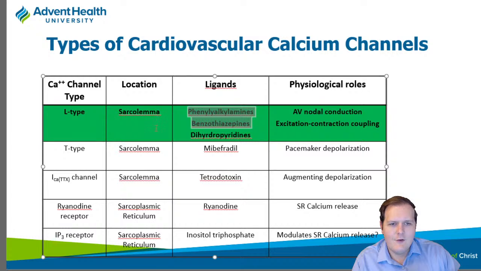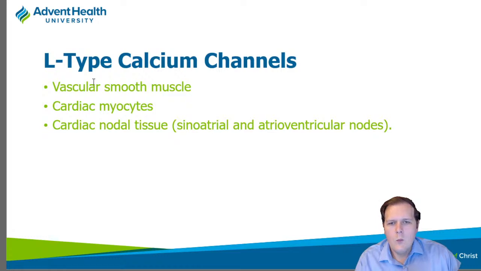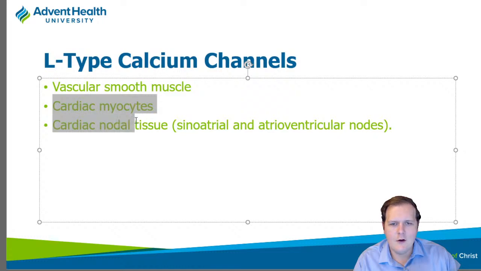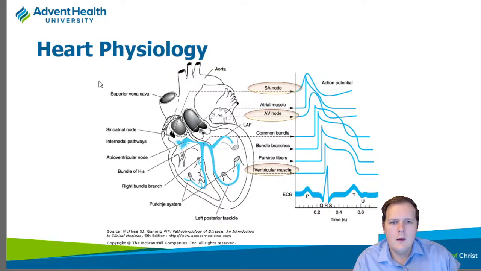They're going to have very different actions in the body, but they all work through the same L-type calcium channels. So where do we have these in terms of cardiovascular function? We're going to see they reside on the vascular smooth muscle, which is going to be important for causing vasoconstriction or dilation. They also are present on the cardiac myocytes and on the cardiac nodal tissue, meaning the SA and AV node. Okay.